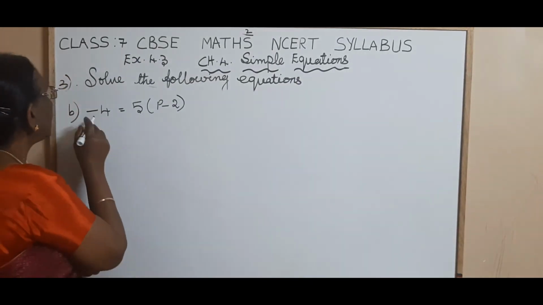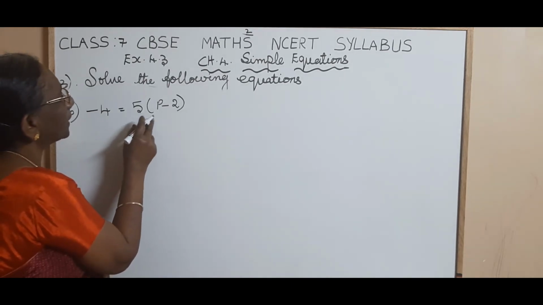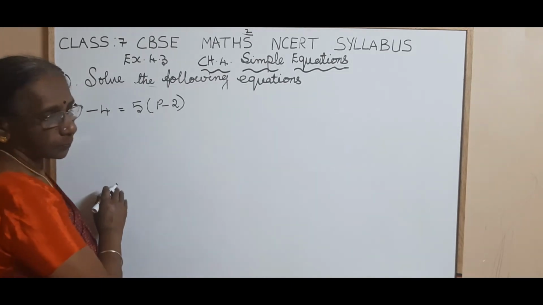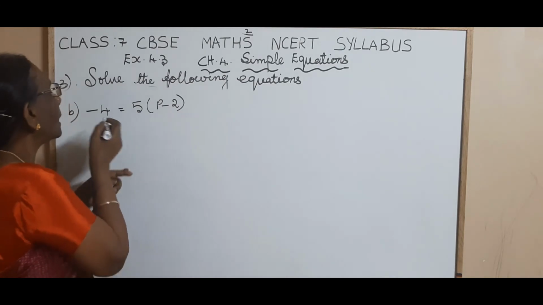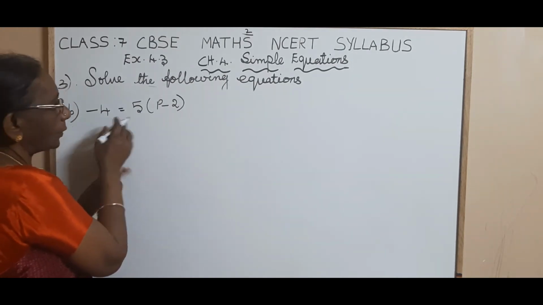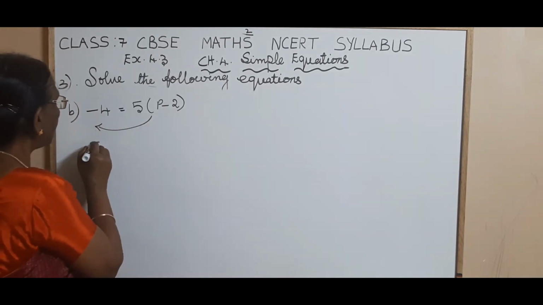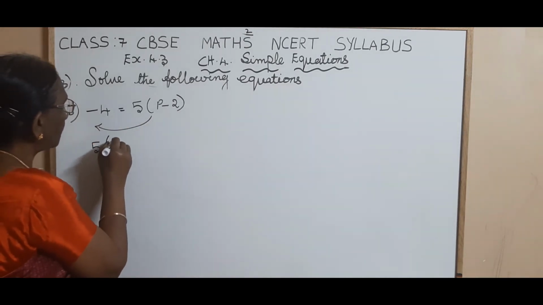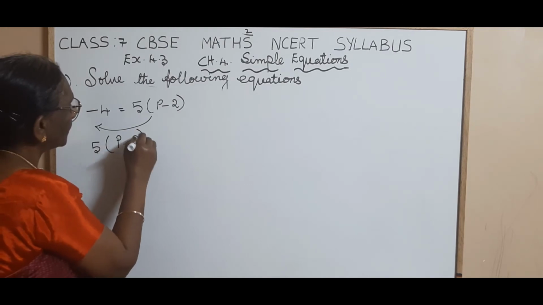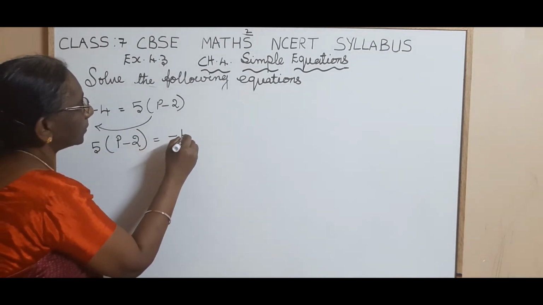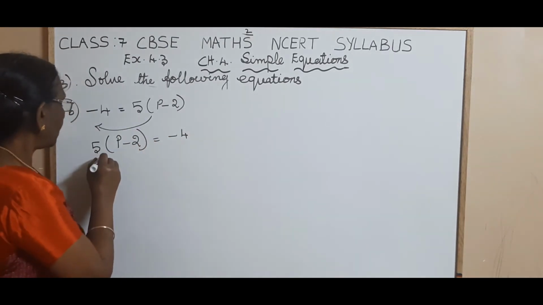Now next sum is minus 4 is equal to 5 into P minus 2. Here the same thing, but here it is given as negative. So first step, what children? Write the RHS as LHS. 5 into P minus 2 is equal to minus 4. Next step, eliminate 5.